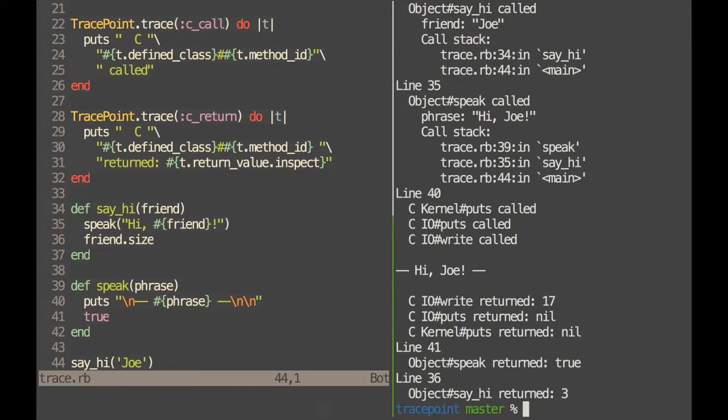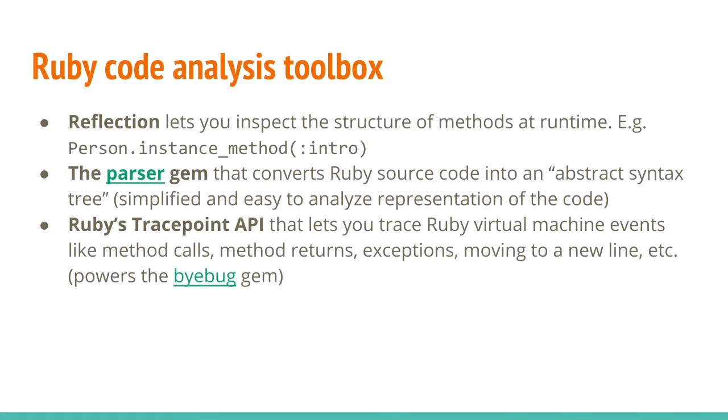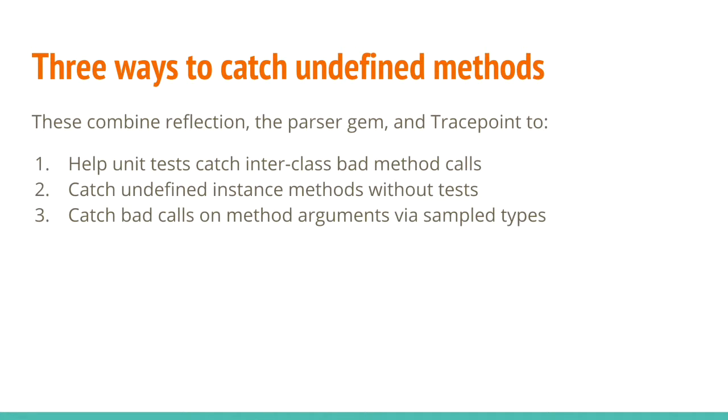This is not directly related to static analysis, but we're going to see how this ties in as we go. So that's the Ruby code analysis toolbox that we're going to use tonight. And how are we going to apply this? Well, we're going to apply this in 3 ways to try to catch some undefined methods, bearing in mind that big caveat that we talked about. How could we catch at least some undefined methods with these tools? So we're going to combine these 3 tools to do 3 things.